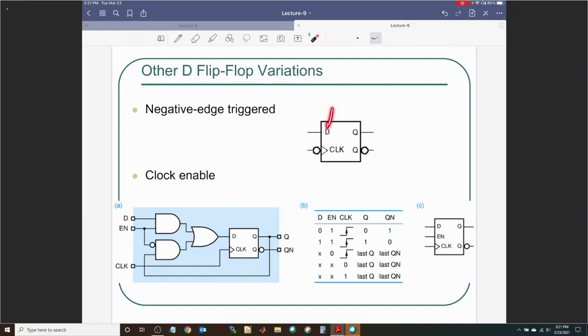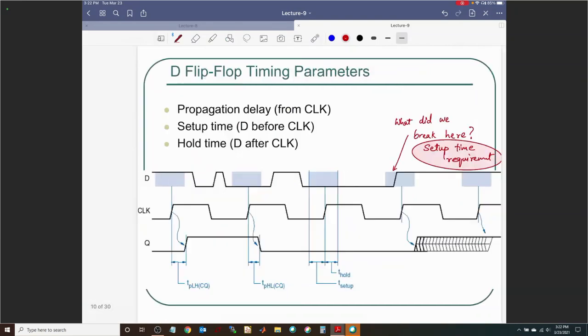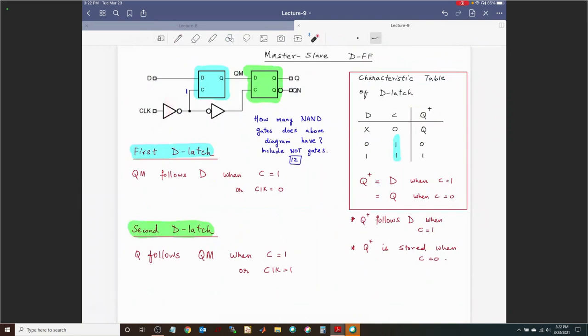Well, this is your D input. This is your Q. This is your complement form of the Q. There is that triangle indicating that it is edge triggered, but now there is a bubble in front indicating that it's a negative edge triggered D flip-flop. And we can do the same thing. Have the two master-slave D latches connected back-to-back, but remove one of the NOTs, right? So if you remove this guy, you have a negative edge triggered D flip-flop.